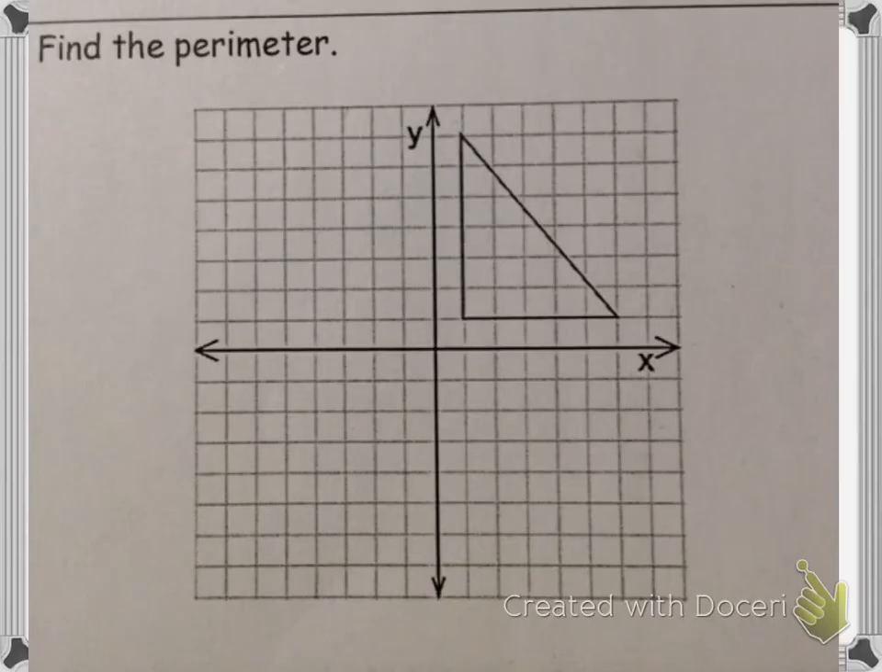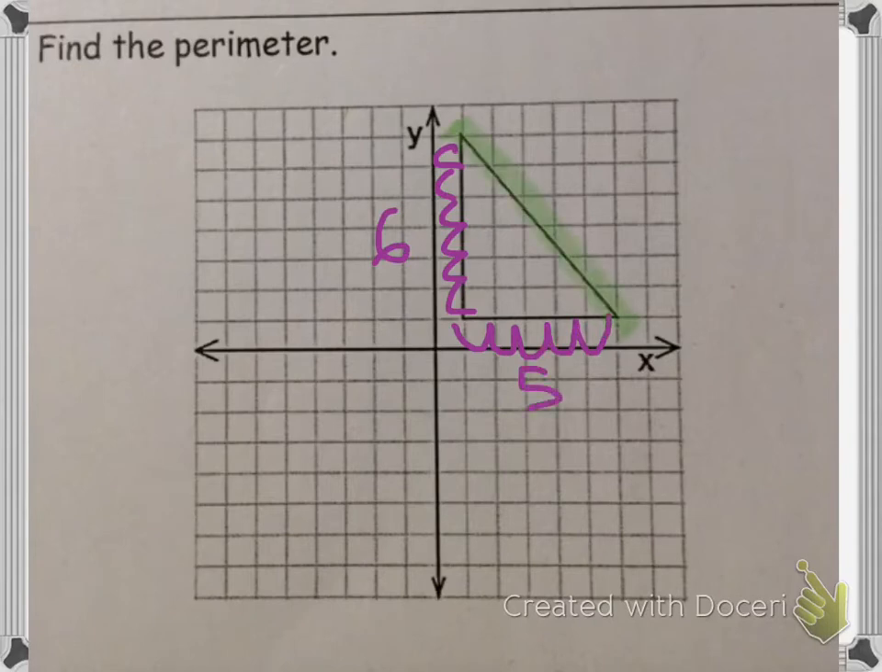This one says find the perimeter of the triangle. Now this is really quite easy because again, along here I can just count it. There's 1, 2, 3, 4, 5, 6. So this one has a length of 6. Over here I can count it. 1, 2, 3, 4, 5. So that has a length of 5.